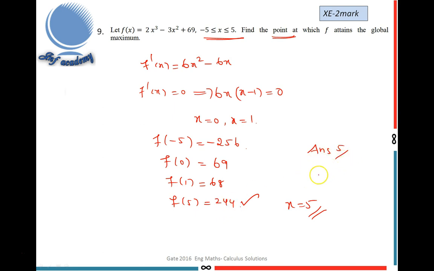The point is 5. These are the GATE 2016 engineering mathematics questions related to the concept of maxima and minima of one variable functions and two variable functions. If you have any doubt in this topic, then you can ask in the comment section. I will try to clarify your doubts.